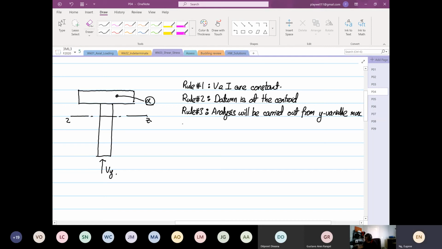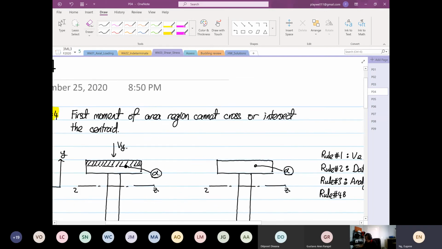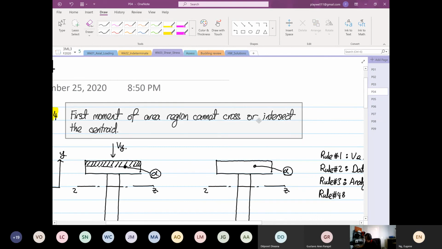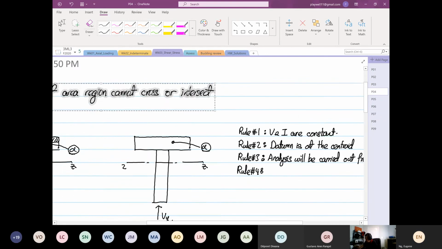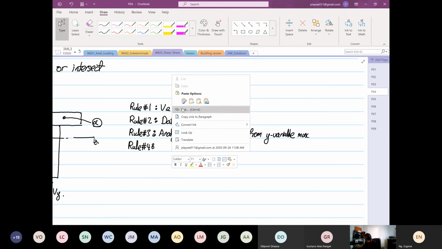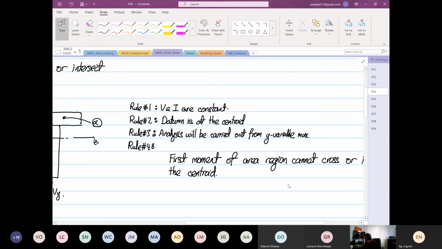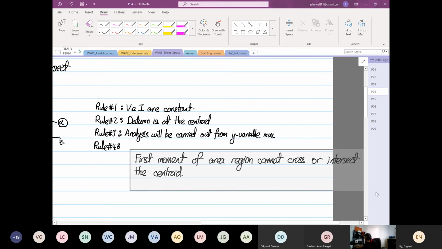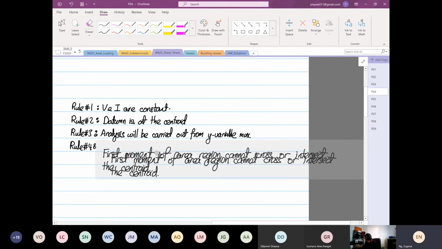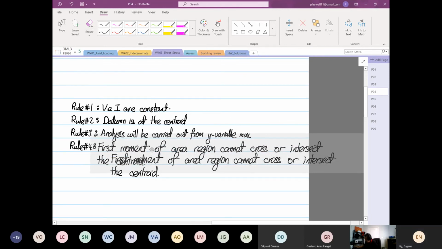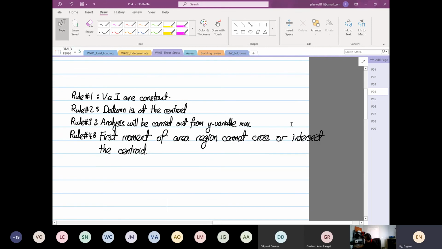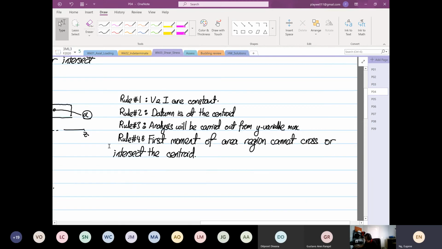Okay, and then rule number 4, which we just state, which I want to highlight: the first moment of area region. So I'm going to just copy this. Right, where the first moment of area cannot cross or intersect the centroid. Okay, so we're going to apply these 4 rules.